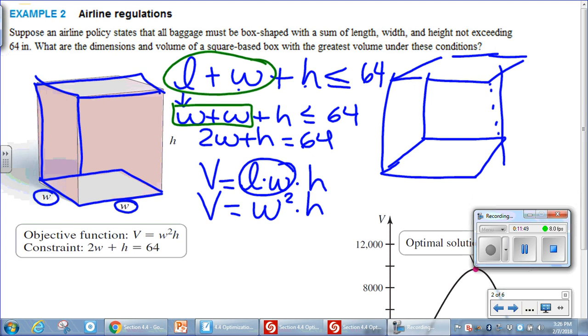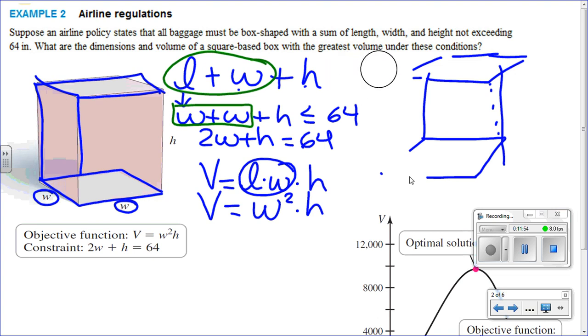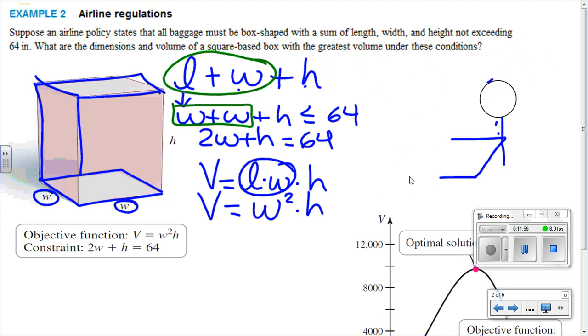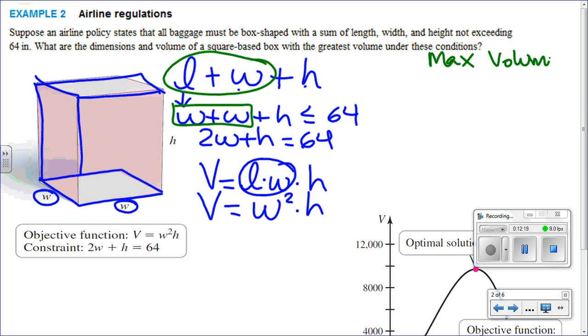Are you guys comfortable with how we got the formula? Okay, so now we just need to find the maximum volume. Let's reread the question. What are the dimensions and volume of a square base box with the greatest volume? So yes, we do have to find the maximum volume, and we have to find what dimension will give us that.